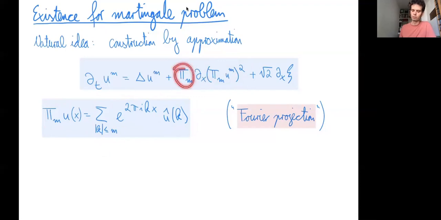Why do we have to project again? Because multiplying two Fourier modes of order less than m together can, of course, give you a Fourier mode bigger than m. So that's why we project again after.